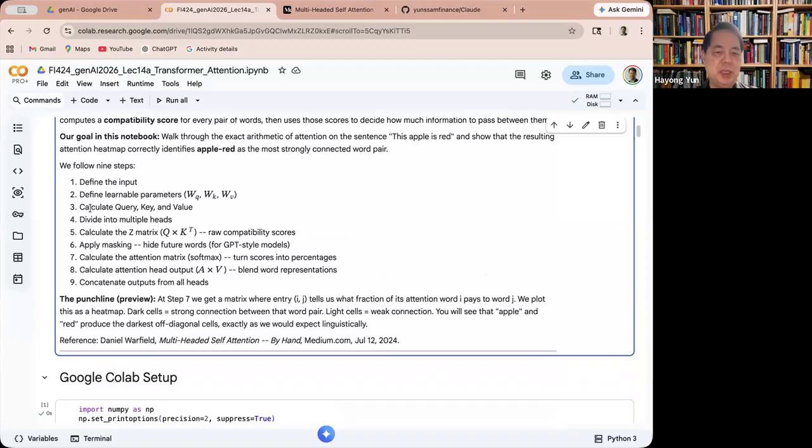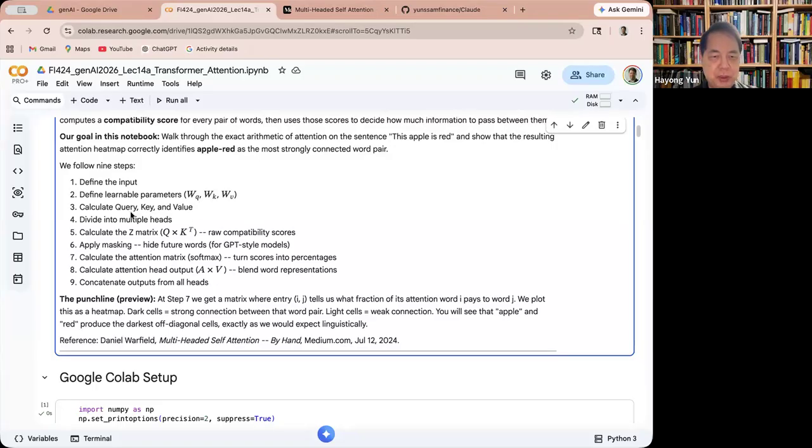Define the input and define the learnable parameters, which in reality is where a transformer has to be trained on a large number of articles, like the whole internet, Wikipedia, everything, to get those matrices right. Here I'm just making some up. And then calculate the query, key and value.